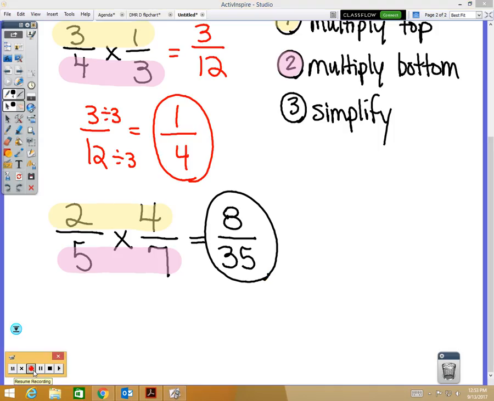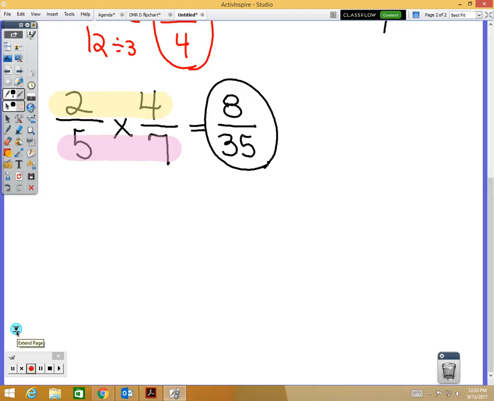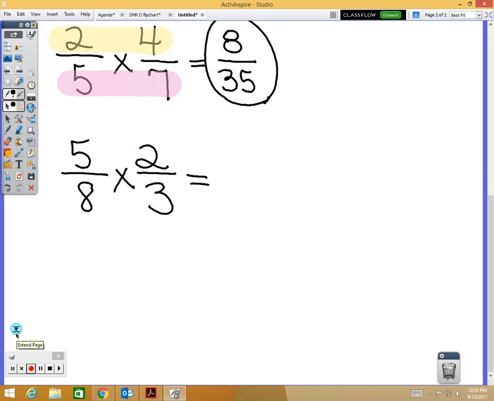Let's do one more of you doing it on your own, and then we'll move on to our next section. How about you try 5/8 times 2/3. 5/8 times 2/3.